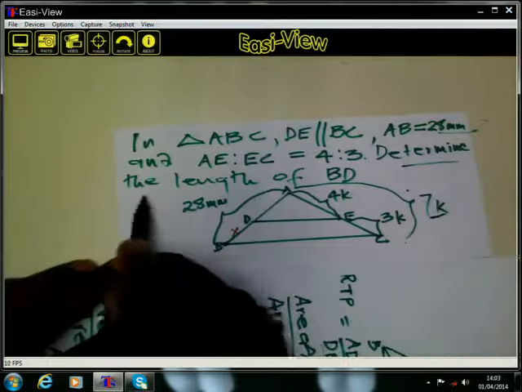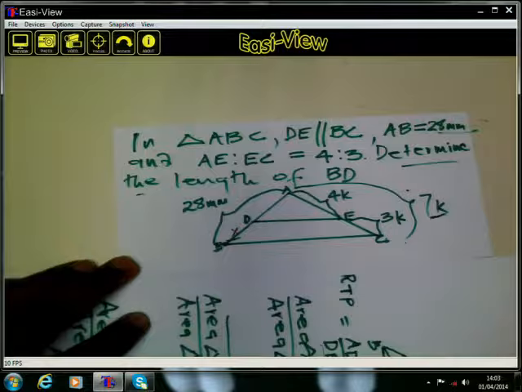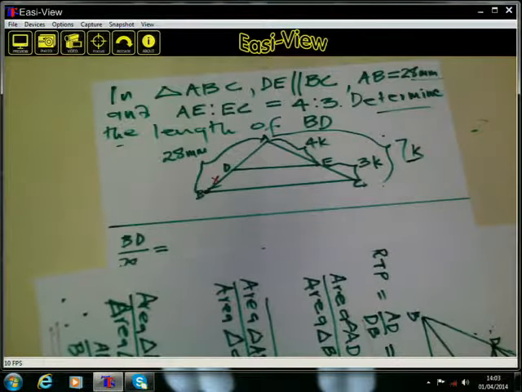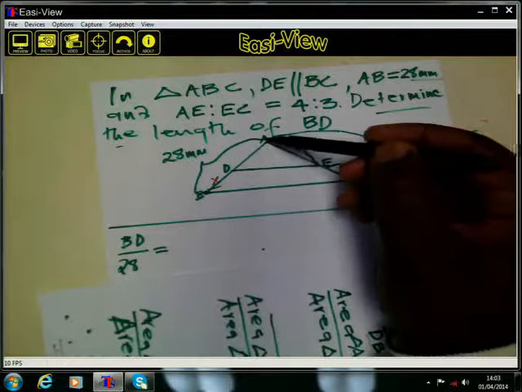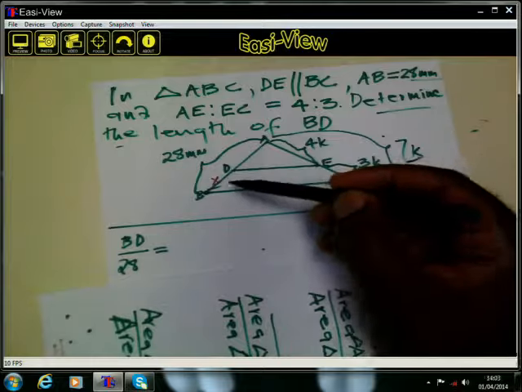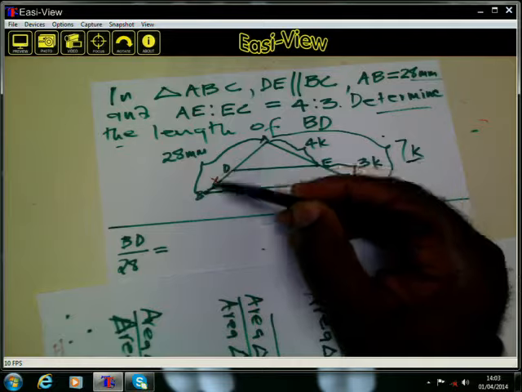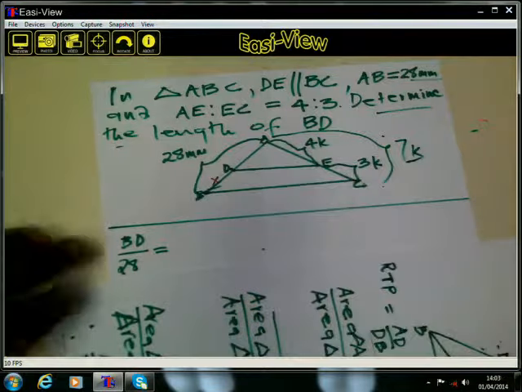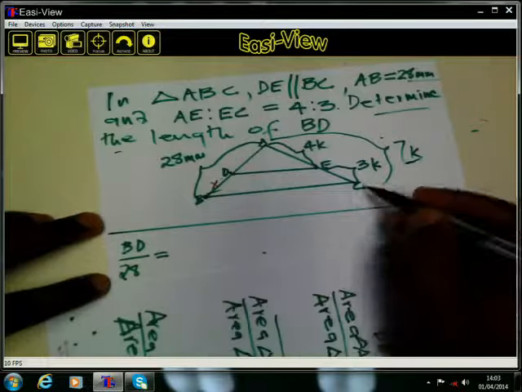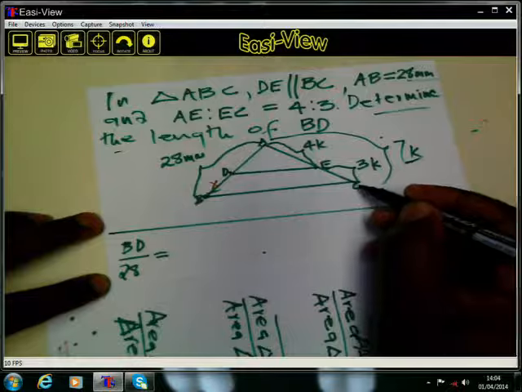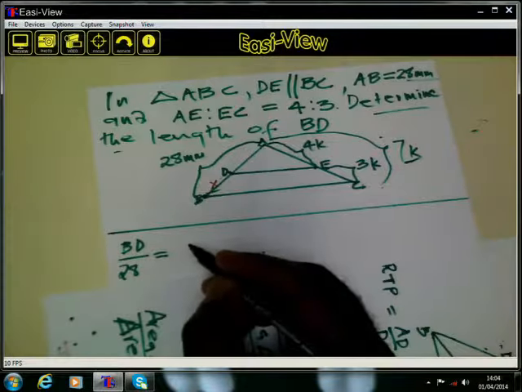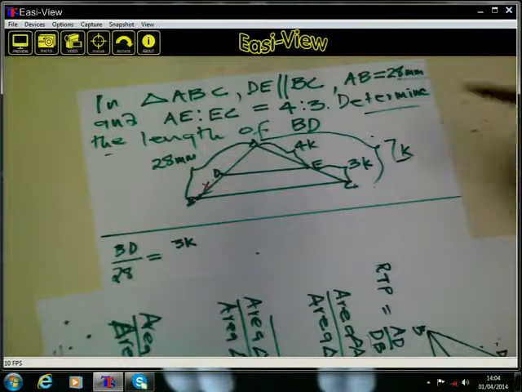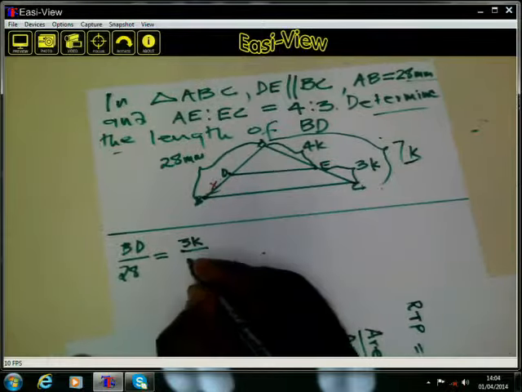Now, the question that I asked was to determine the length of this BD. Fine. And this is what I've done. I've looked at side AB. What is it that I'm looking for? I'm looking for side BD. So I've said side BD over side AB. What is the length of side AB? It is 28. This must be equal to side EC. But what is the length of side EC? The length of side EC must be 3K over the length of side AC, which is going to be 7K.